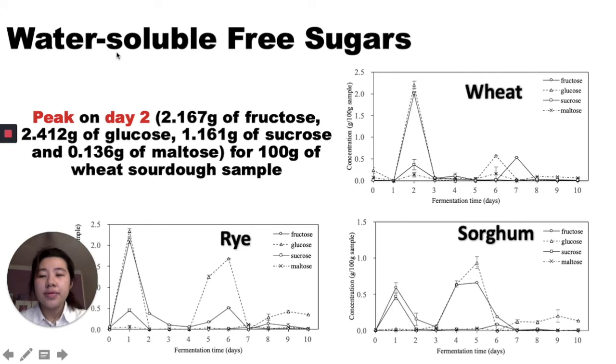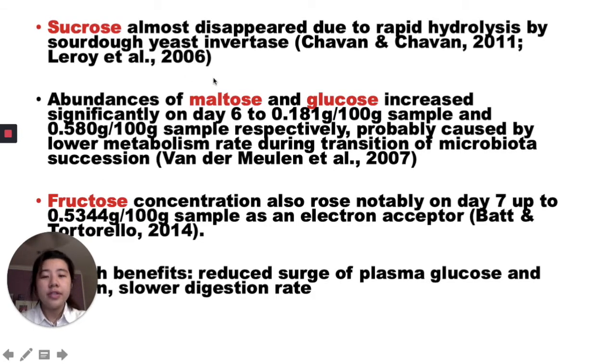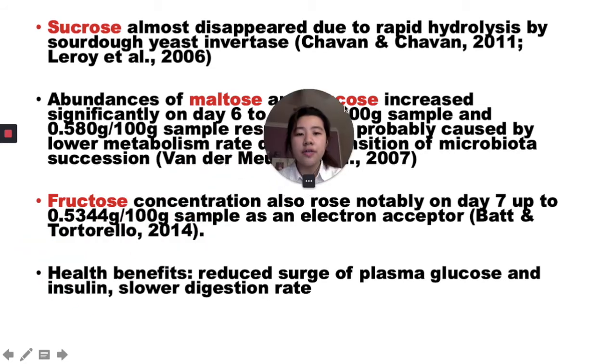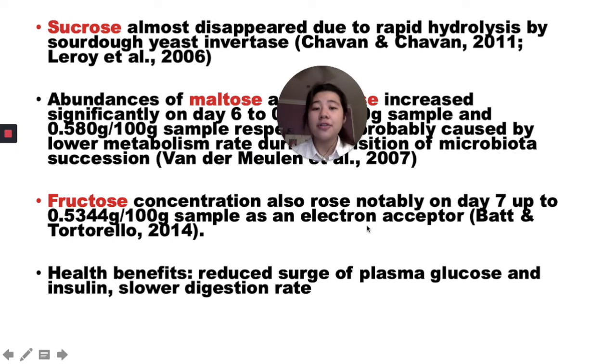And next, we'll discuss the water-soluble free sugars. All of the sugars peaked on day 2 for wheat at these values. Then sucrose almost disappeared in all the sourdough starters because the presence of yeast in the starter makes it hydrolyze quickly, and the maltose and glucose have a second peak on day 6. As for fructose, it also increases due to its function as electron acceptor.